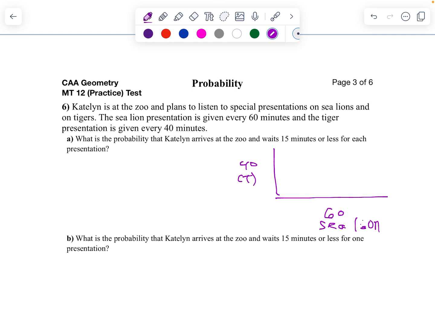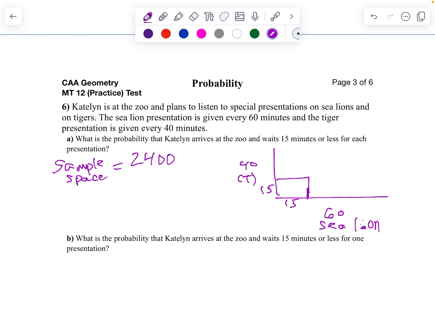In fact, when I find the probability, I can look at my sample space here. That is going to be 40 times 60, or 2,400, isn't it? 2,400 square minutes. Now, what I want to do is, what's the probability she arrives at the zoo and waits 15 minutes or less? So in other words, this is 15 then, isn't it? And then 15 here again. I'll represent that. Might not draw to scale.